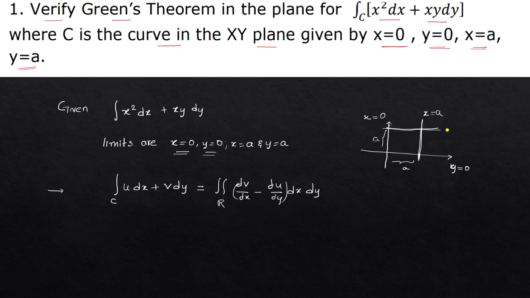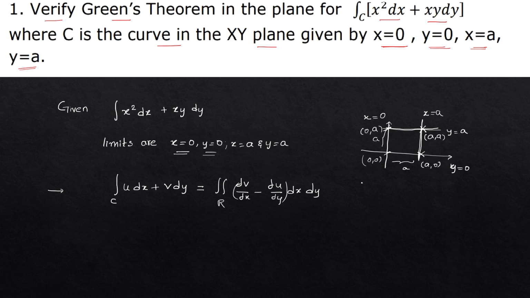This line is known as the y equal to a line, and we know that this point is a comma 0, this point is a comma a, since it is a distance of a from the y axis and a from the x axis, and this point is 0 comma a, and this point is 0 comma 0. Okay, now clearly we got the limits and we got the diagram, a closed loop.